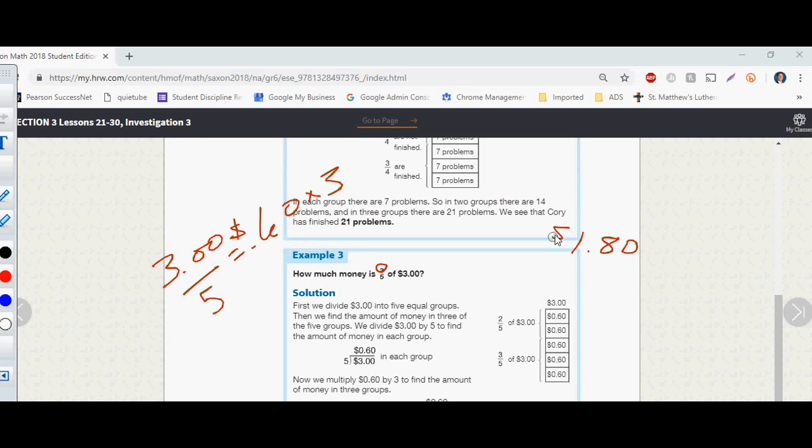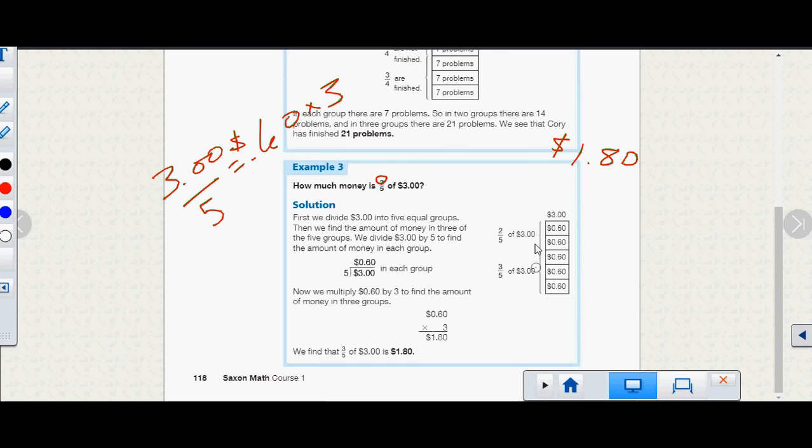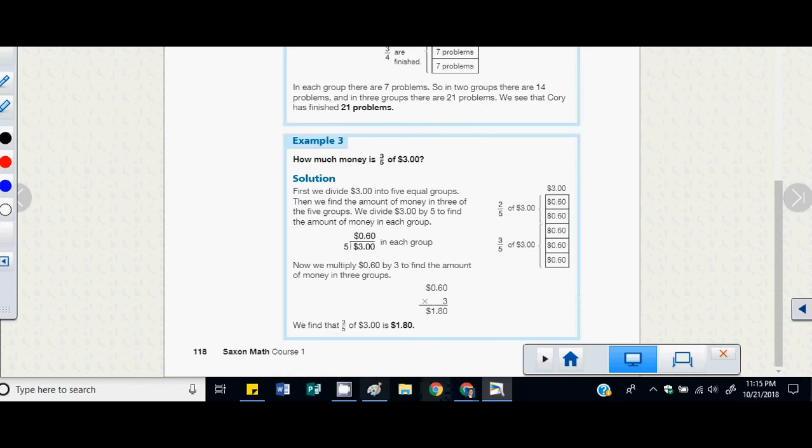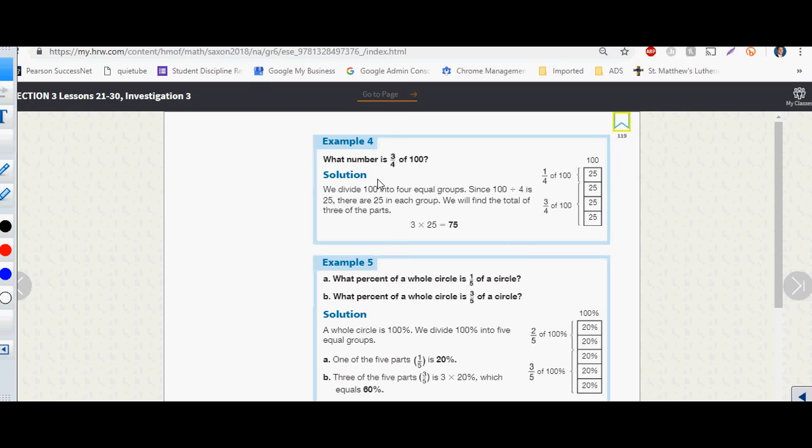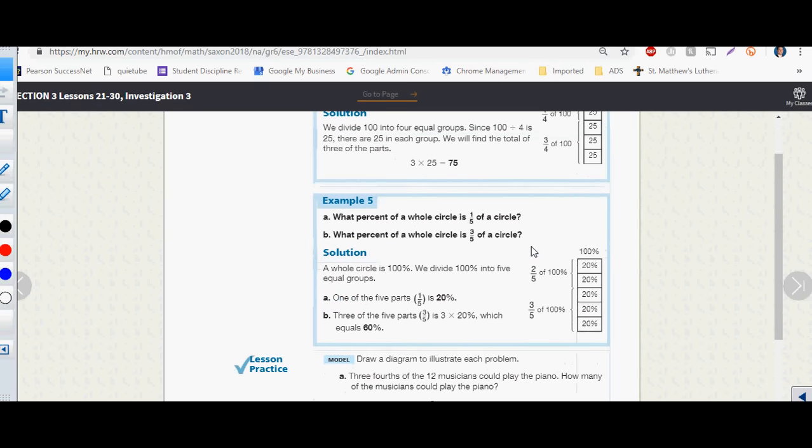And the visual picture we started at the beginning of the lesson would look something like that. What number is 3/4 of 100? Divide your 100 into fourths. Write what each fourth is worth. If you divide by 4, then count up 3 of them. 25 times 3 is 75.